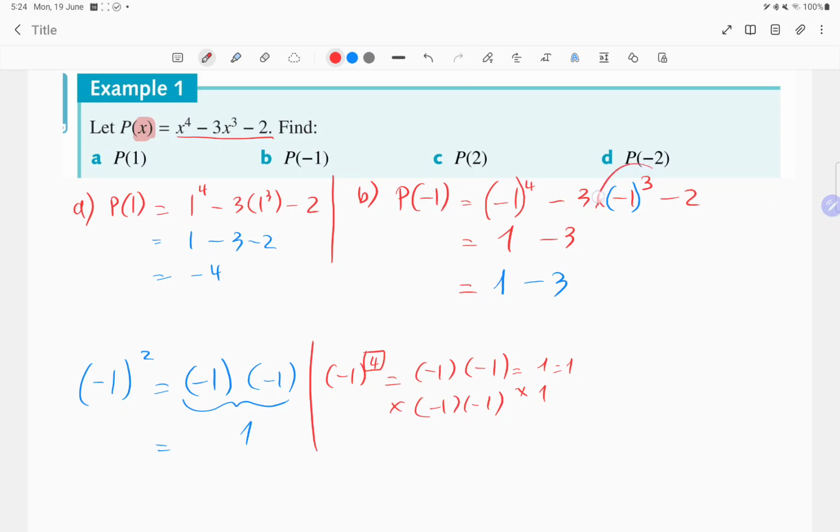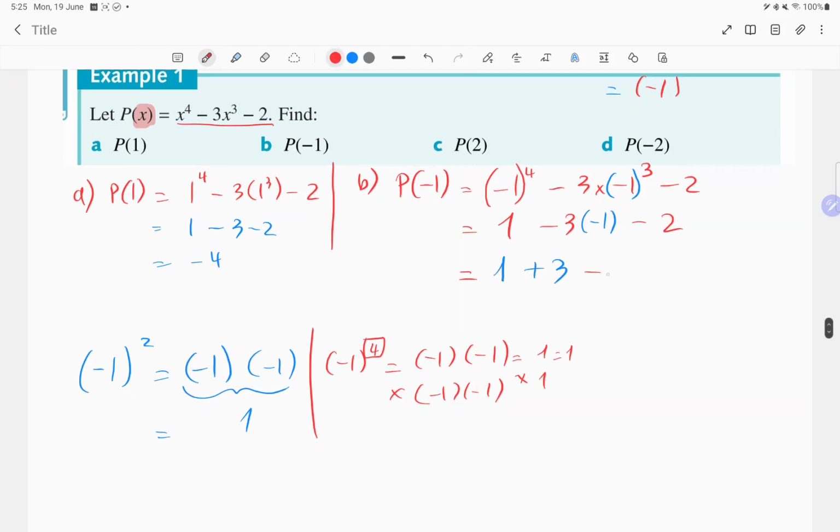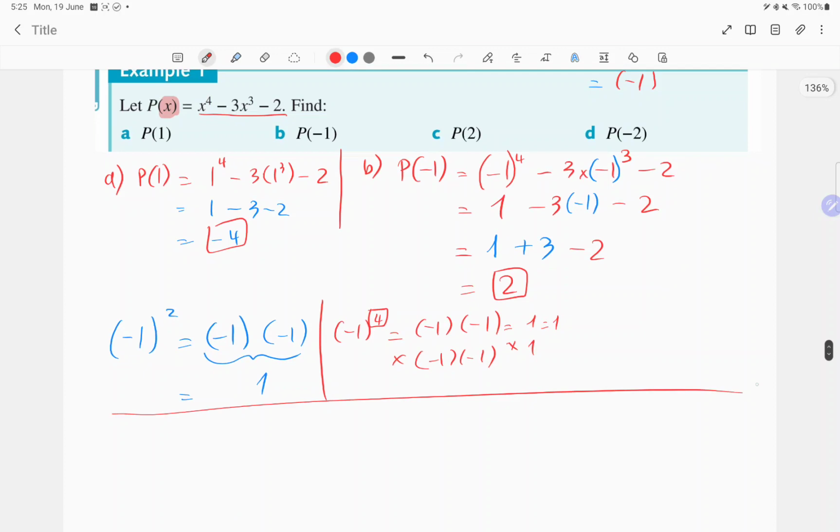When it's an odd number of powers, power 3 means it will be -1 times -1 times -1. Now these two will become positive, which is cancelled out, right? Then there's still one -1 left, which means if it's an odd power, you will still get a negative number. So that's why that will be -3 times -1, which is +3. So be very careful when you're substituting negative numbers into polynomials. And you -2, that would be 4 minus 2, which is 2.